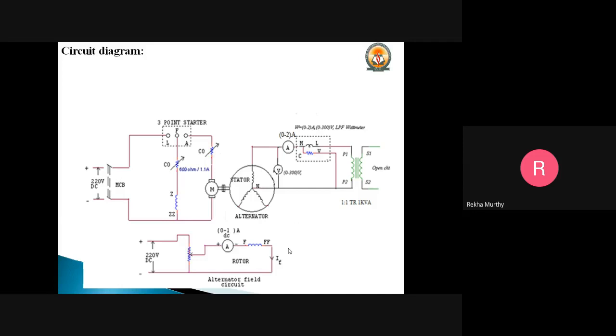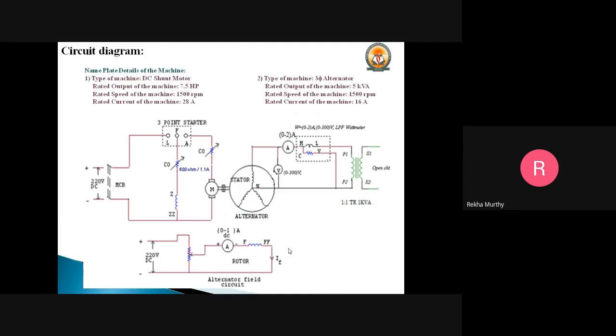Now before we conduct the experiment, let us go through the nameplate reading, because we should know how much the rated current is and what the permissible value is within which we have to apply it. Usually for both of the machines, you can see that the rated speed is 1500 rpm, and it is the DC shunt motor. The rated output is 7.5 HP, and the rated current is 28 amperes. And this is about the DC shunt motor arrangement.